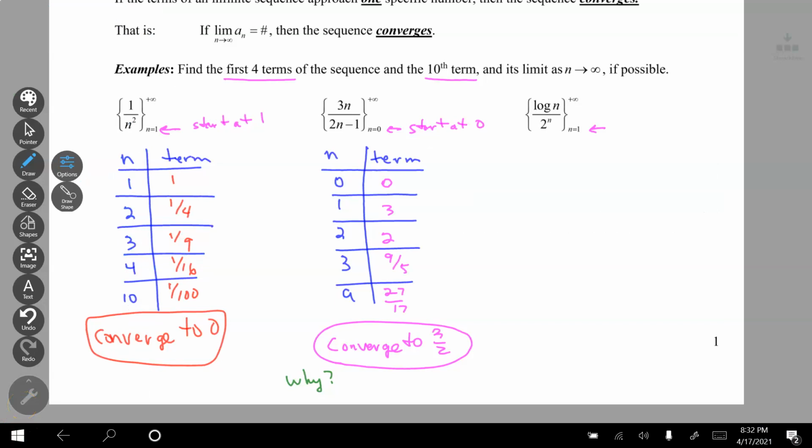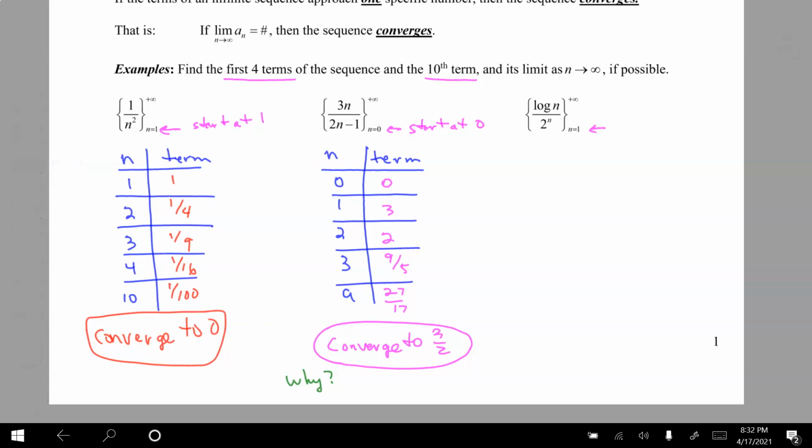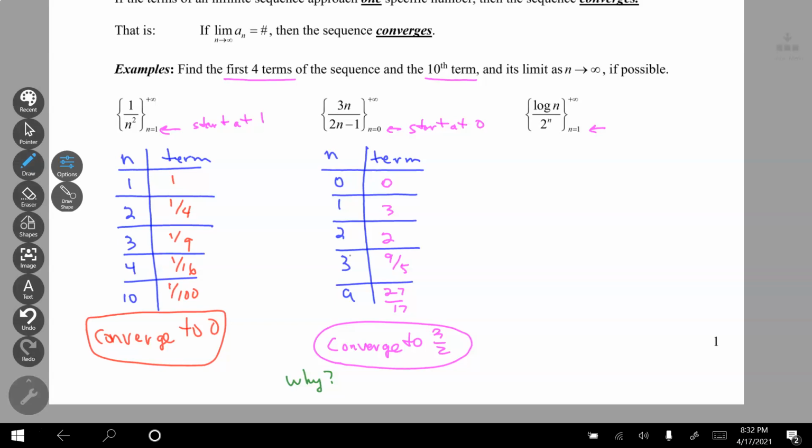So I completed this table, and my conjecture is that it converges to the fraction 3 over 2. 1.5 is 3 over 2. Why? Well, let's see what we have. Let's look at the original problem. If I do leading term over leading term, I see I have 3n over 2n. Oh yeah, that is 3 over 2.